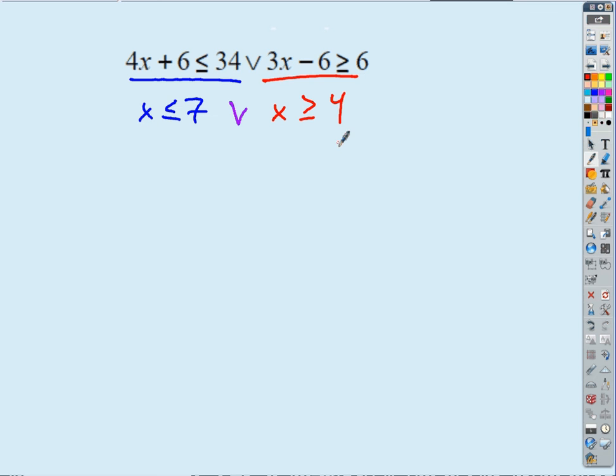Okay, so let's try that. Look at that one. An or statement is not an intersection. An or statement is a union. So it's everything combined, right? They don't have to intersect. It's where either one of them is true.